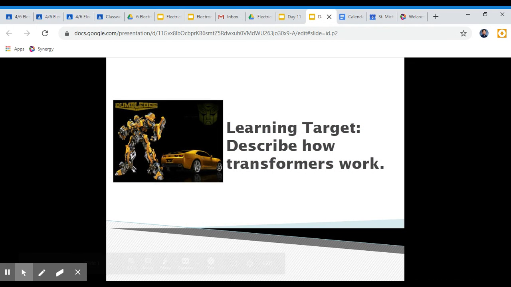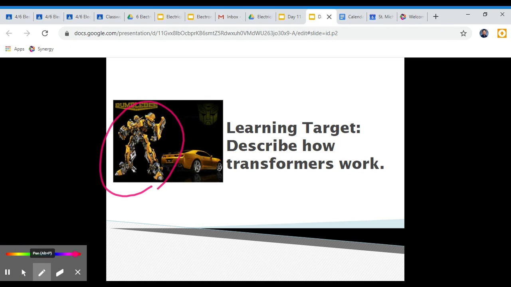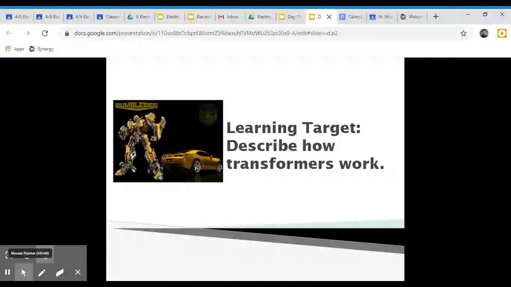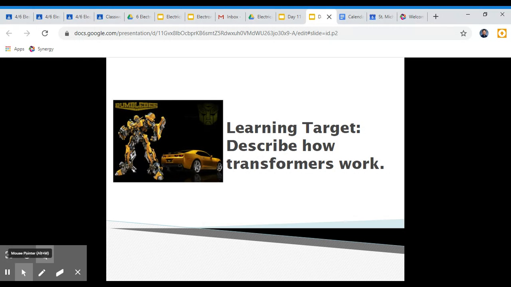Today we are going to be talking about Transformers. Not actually these kind of Transformers, I'm sorry. However, if you would like, feel free to go and watch the Transformers movies. They are awesome, even though it doesn't relate to physics.